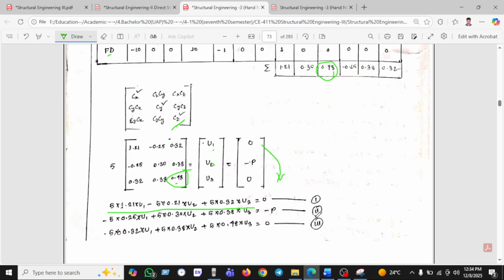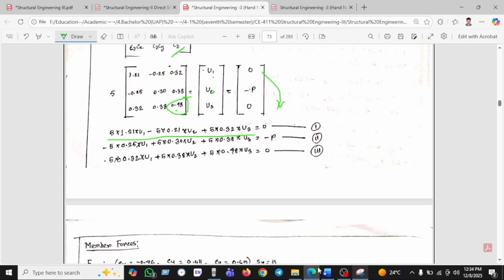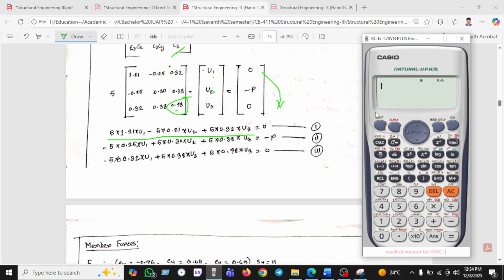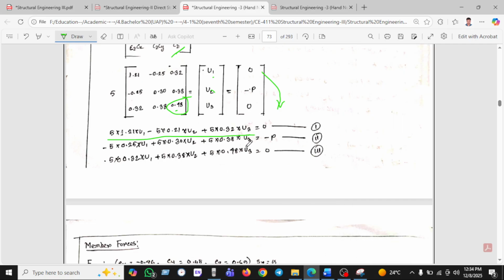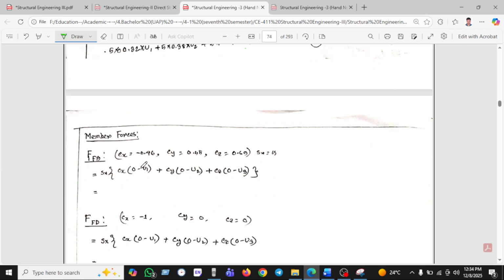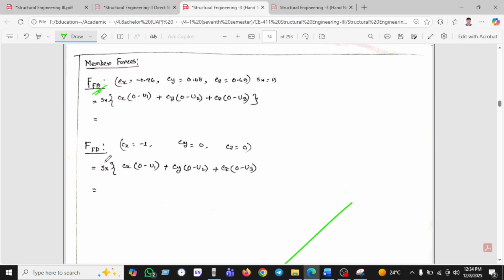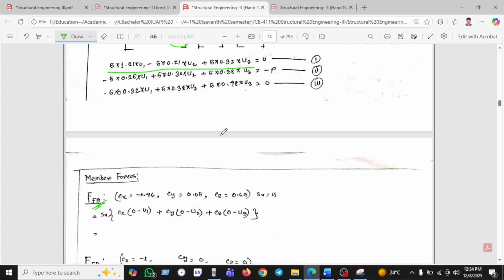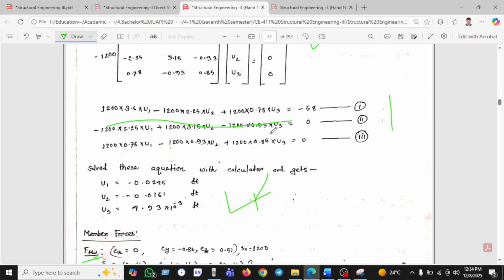we will assemble equations 1 to 3. After calculating using a calculator, we will find the u1, u2, u3 displacements. In the same way, we can calculate the member force. We have taken here the member force Fb. If we use this formula, for Fb and Fd, we can use this formula. Thank you everyone. If you have any question, then let me know.